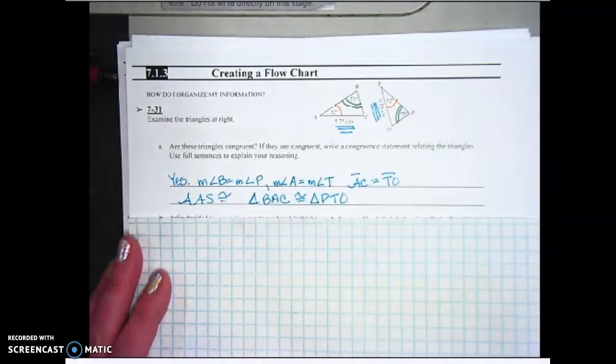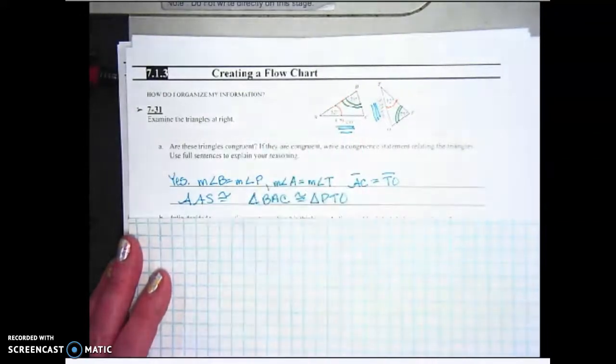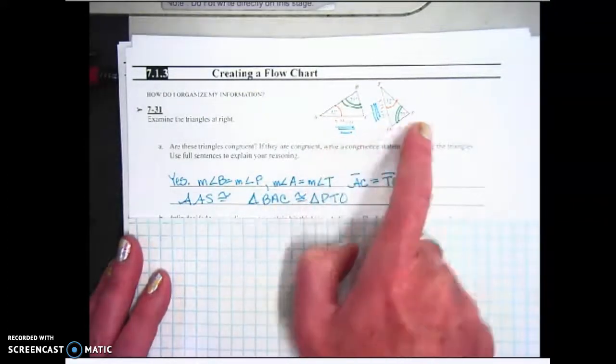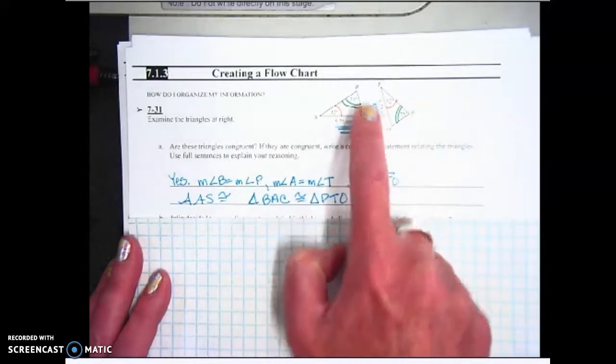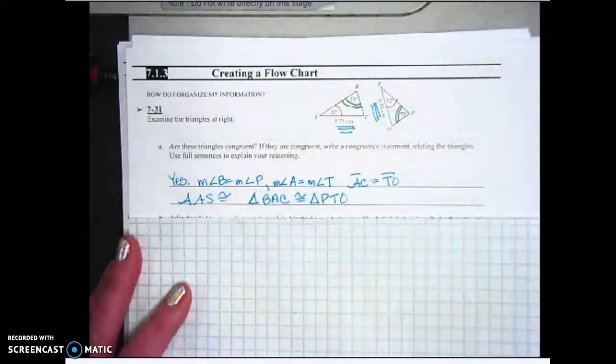Angle, angle, side. We also learned angle, side, angle. But in order to use angle, side, angle, the side has to be between the two angles, and it's not. It's after. So it goes green, orange, blue, which is angle, angle, side. So you could say angle, angle, side, not angle, side, angle.